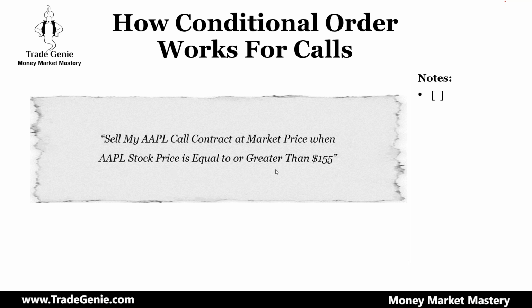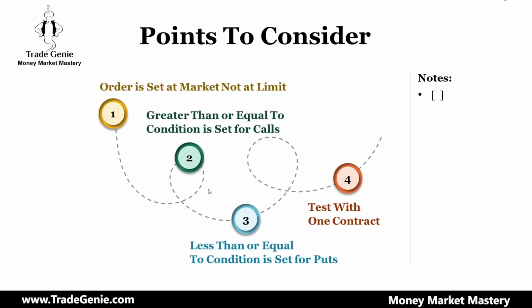Sometimes it doesn't go in your favor because the market gaps up, and then it's like any other order. The market can gap up and you get filled and you regret. It's just like any other regret. So some points to consider: your order is set at market, not at limit. This is a drawback. You cannot set a limit order.